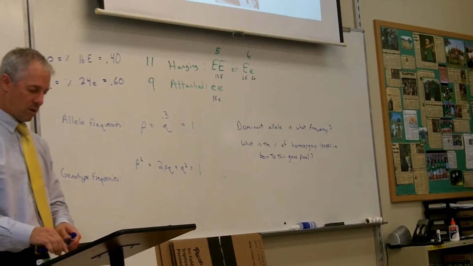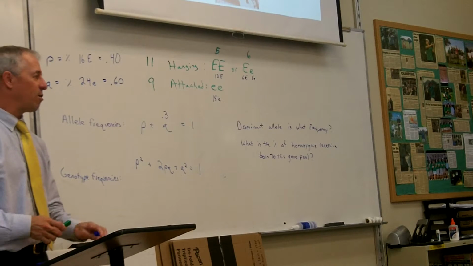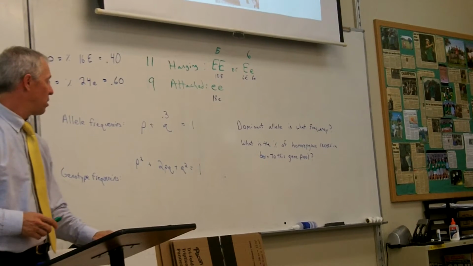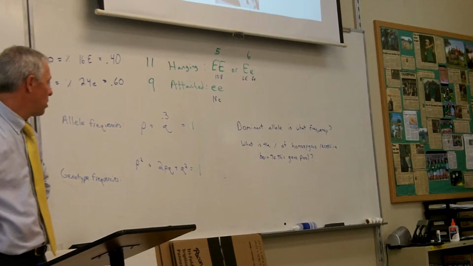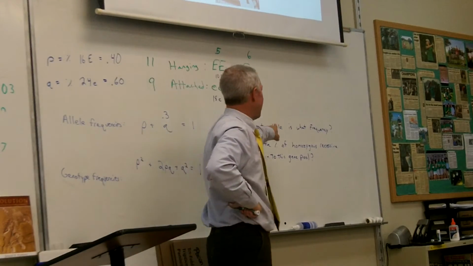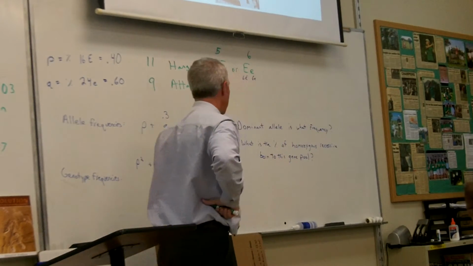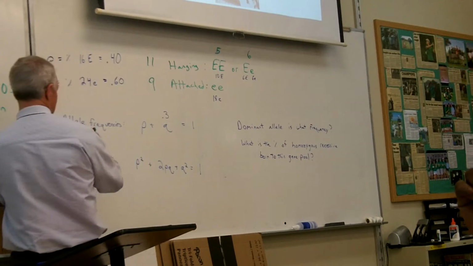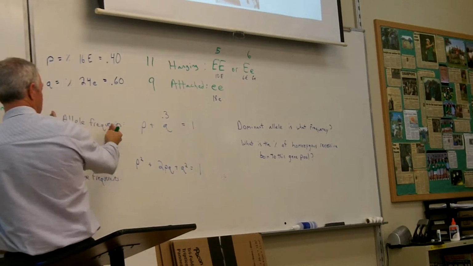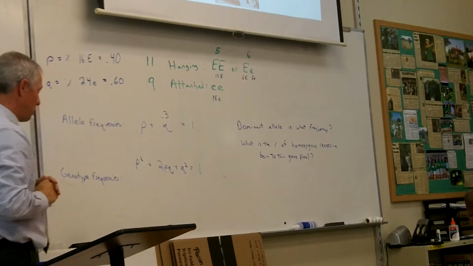I'm kind of confused. You should be working the question. The first question is: the dominant allele is what frequency? Okay, I'll give you a hint. Use your allele frequency equation. Yeah, there you go.